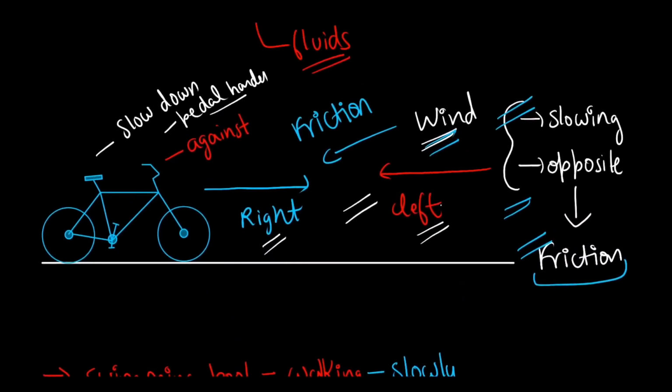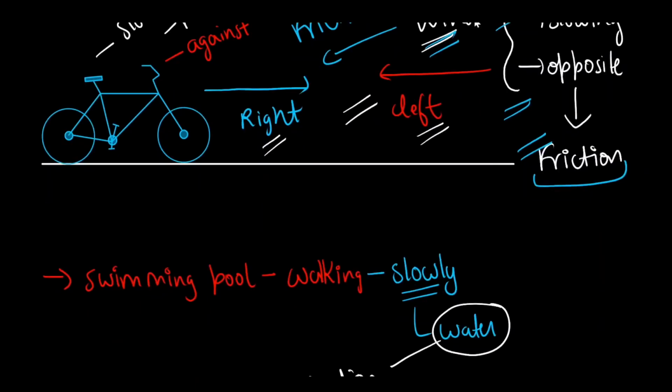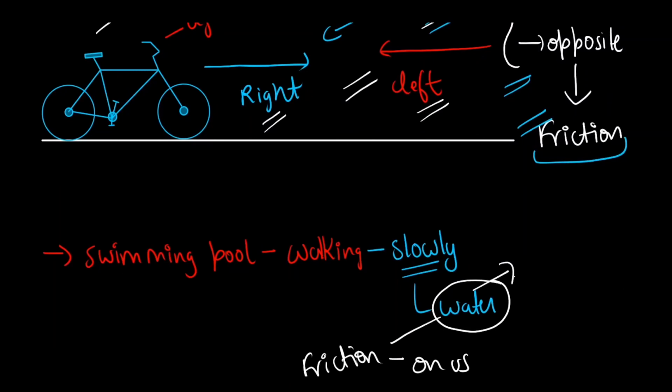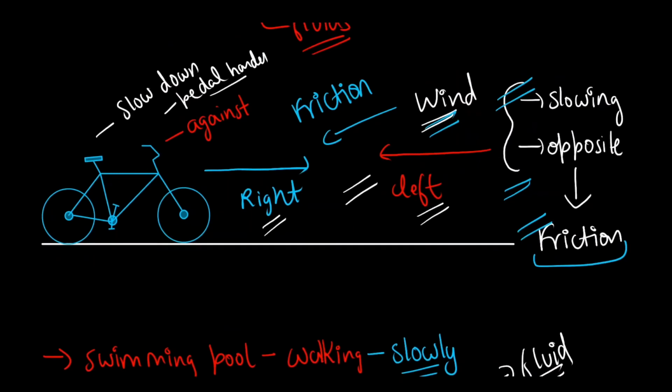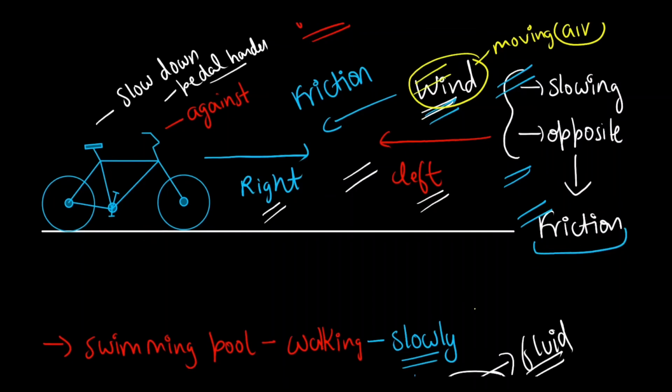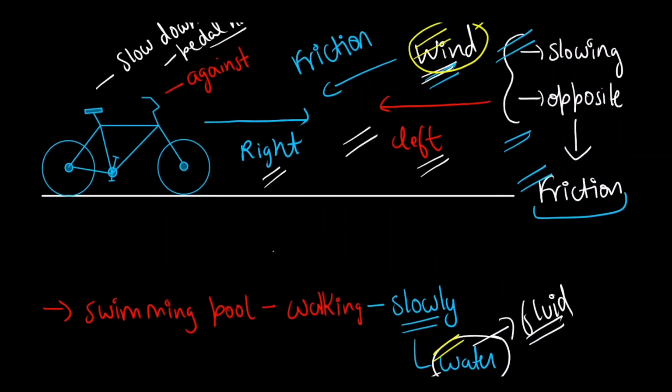Great. And tell me something. Over here, isn't water a fluid? Water is a liquid and liquid is a fluid. So water is a fluid. And over here, wind is just moving air. And what is air? Air is a fluid. So what I can say is the friction applied by fluids like your wind and water, that friction is called fluid friction.